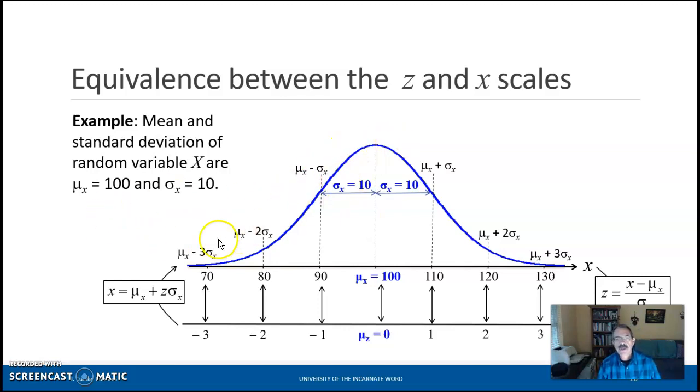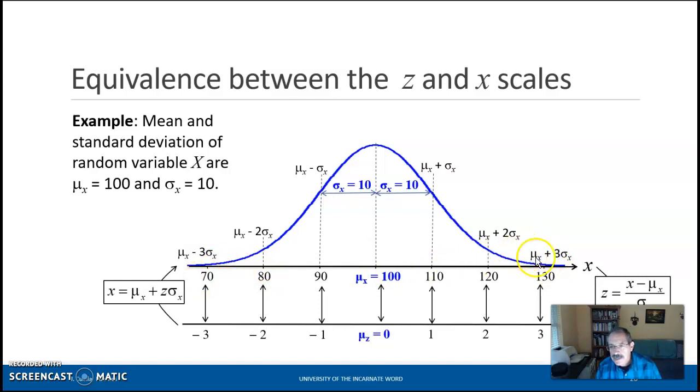So in here, I'm showing the normal distribution with a mean of 100 and a standard deviation of 10. And what I've done, I have divided the scale for the random variable x into the mean plus 1 standard deviation, plus 2 standard deviations, plus 3 standard deviations. For example, this is 130 because the mean is 100 plus 3 times the standard deviation of 10. Well, that's 130. And then the same thing on the left side. So here 90 is the mean minus 1 standard deviation of 10. So 100 minus 10 is 90. And then minus 2 standard deviations is 80. Minus 3 standard deviations is 70.